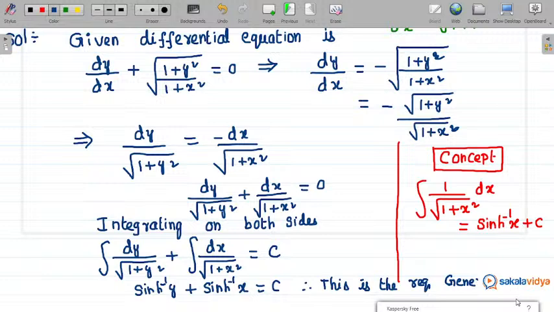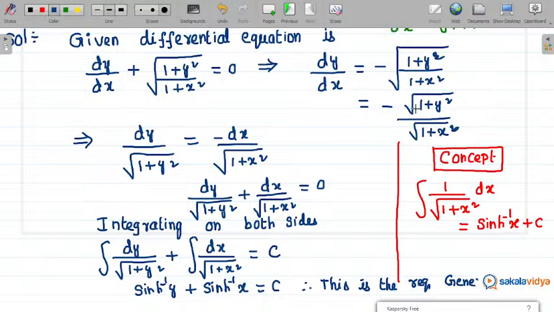I hope you might have followed. Once again let me repeat. The given differential equation is dy by dx plus root of 1 plus y square by 1 plus x square is equal to 0. As it is in the form dy by dx is equal to f of x comma y, it is nothing but a first order first degree differential equation. Let us check whether it can be put in variable separable form. Transposing this side, dy by dx is equal to minus root of 1 plus y square by 1 plus x square. So, this we can write as minus root of 1 plus y square by root of 1 plus x square.